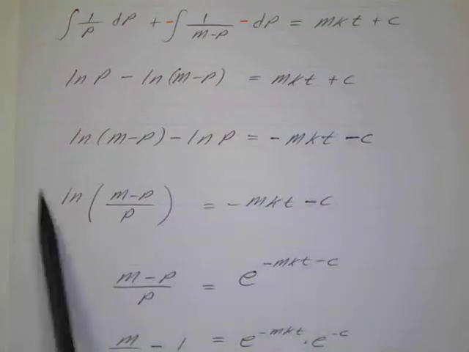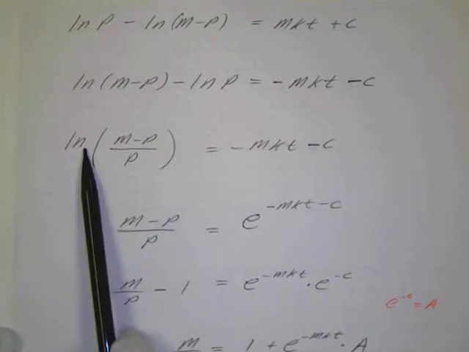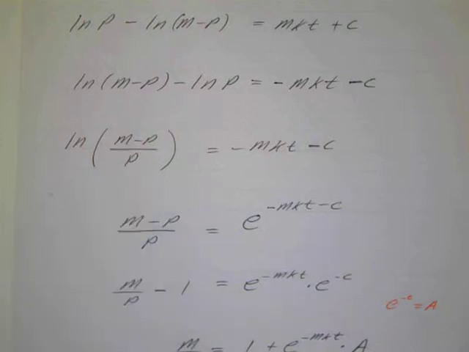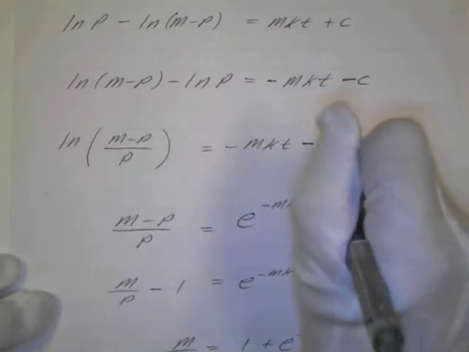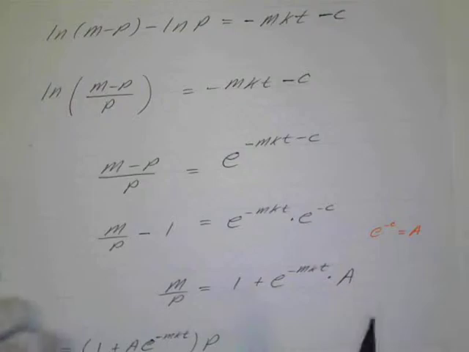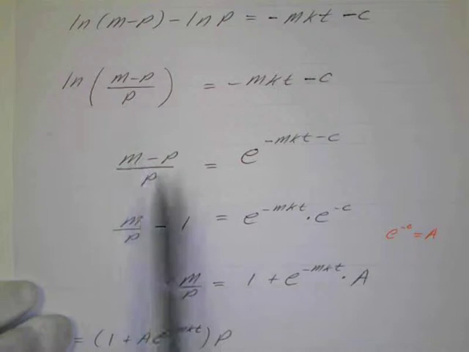Now I've got this logarithmic equation. I can change it to an exponential equation. What's my base? My base is e. This is my exponent, and that's my answer. So e to this whole exponent equals m minus p over p. Okay, so I hope that makes sense.